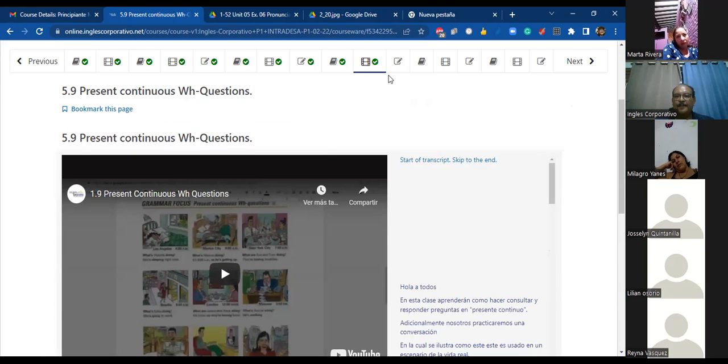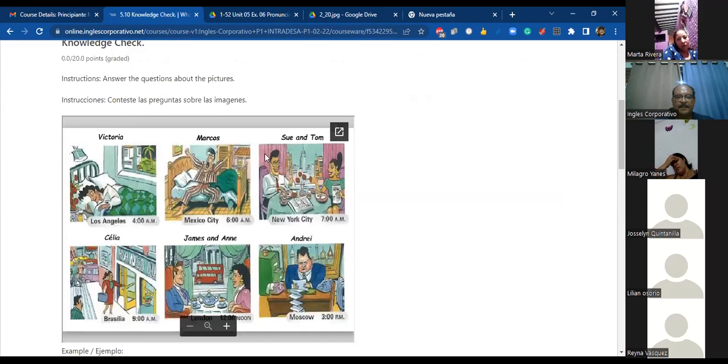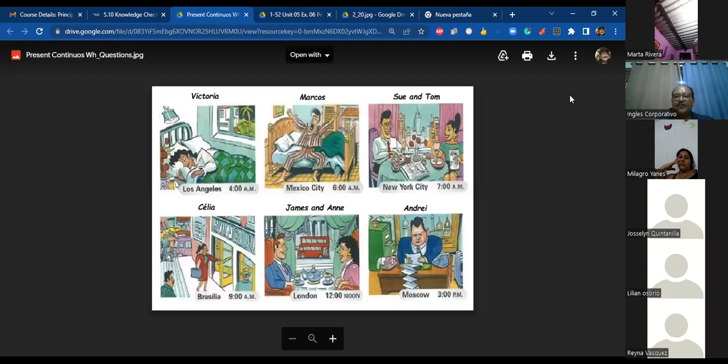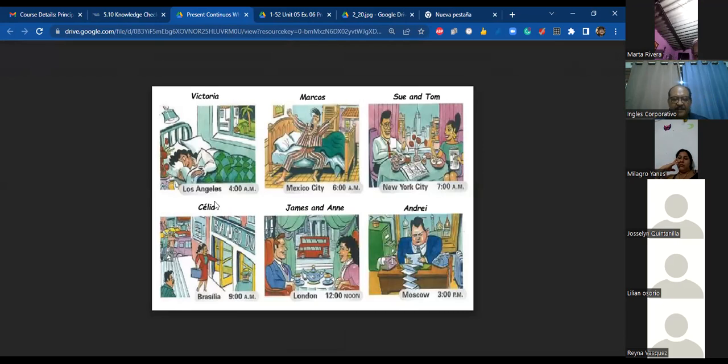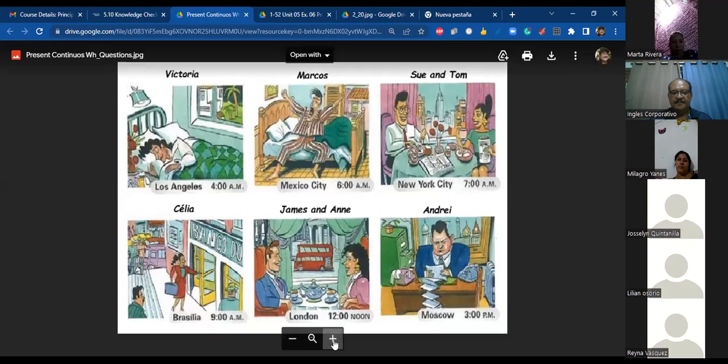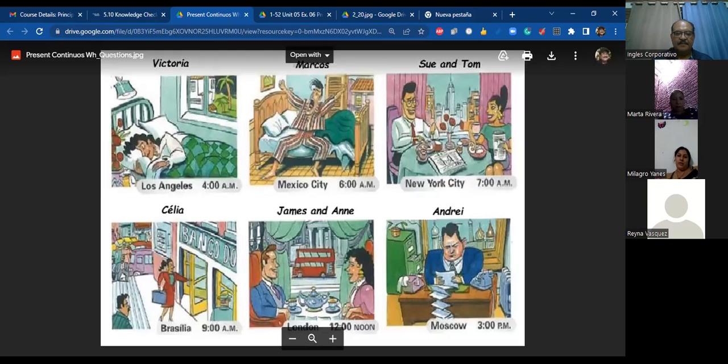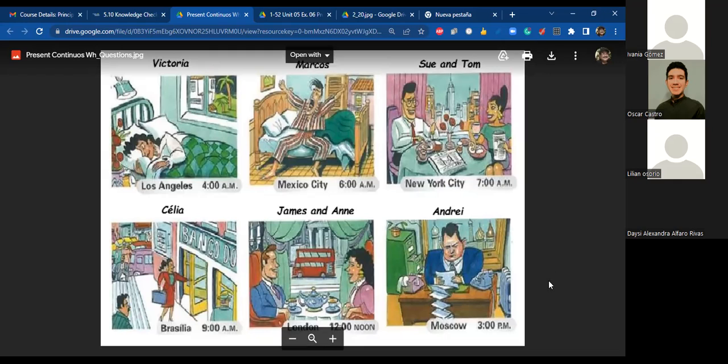Okay, here. Now we can see this picture better. Okay. We're going to practice with this one. What is Celia doing? Look at the pictures. What is Celia doing? Anybody? What is Celia doing? Look at the picture. What is Celia doing?